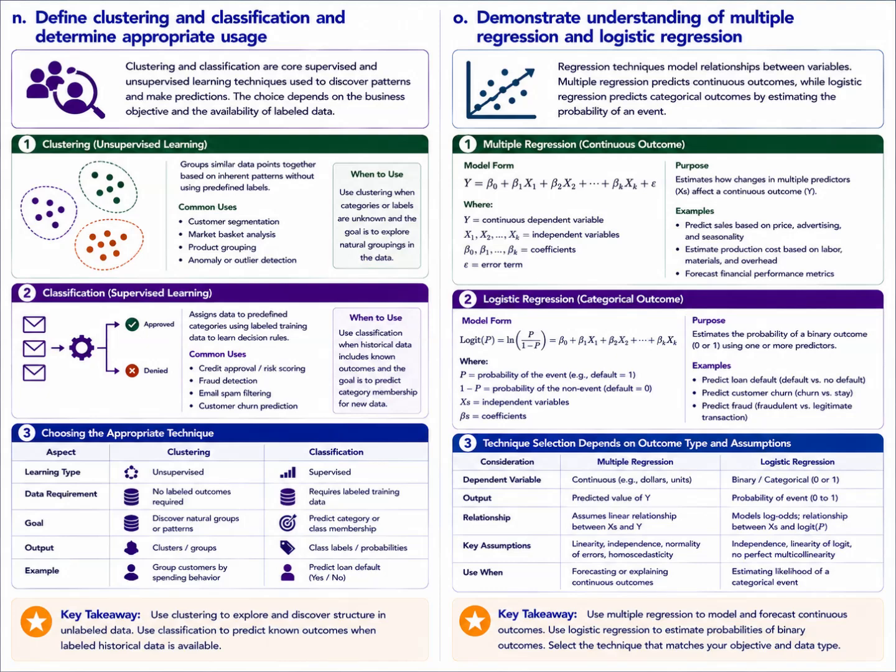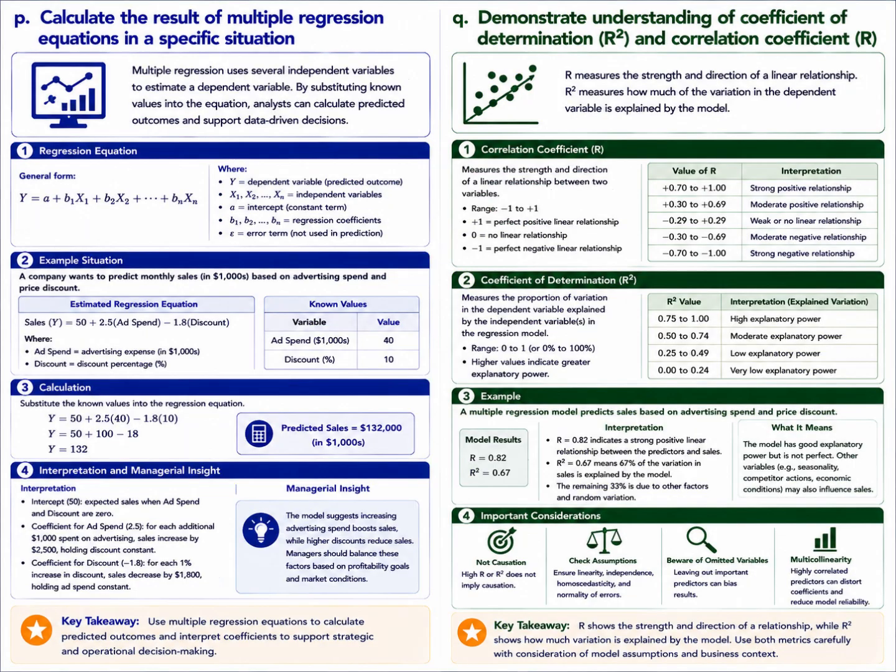Technique selection depends on outcome type and assumptions. Multiple regression is appropriate for continuous metrics with linear relationships, while logistic regression is suitable for probability estimation of categorical events. P. Calculate the result of multiple regression equations in a specific situation.